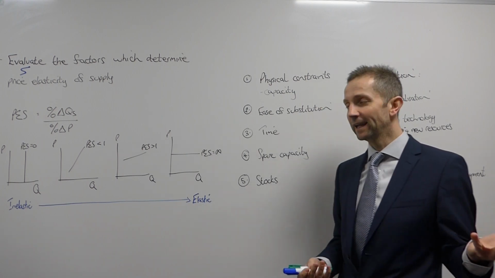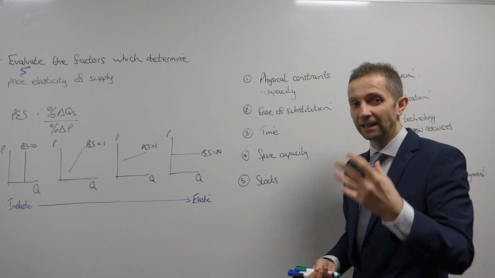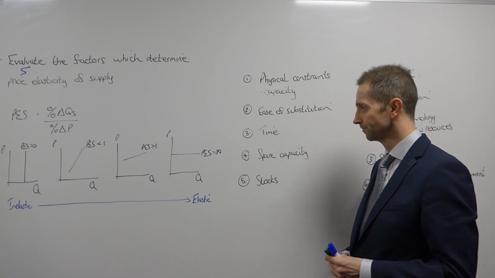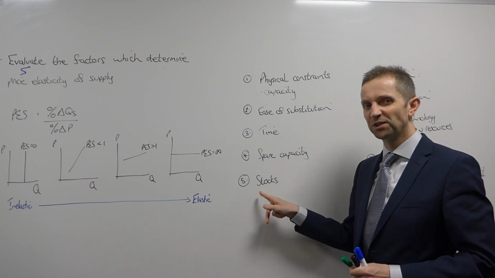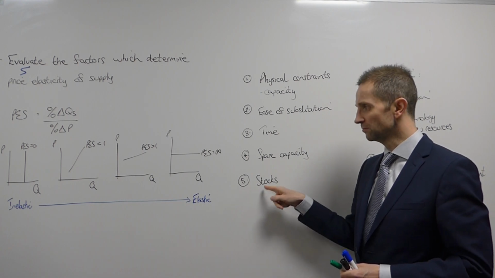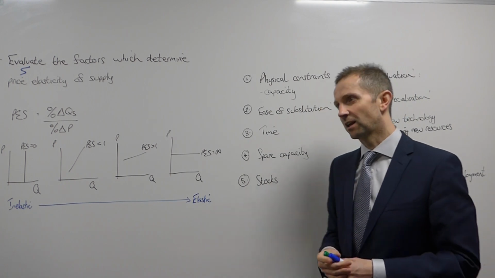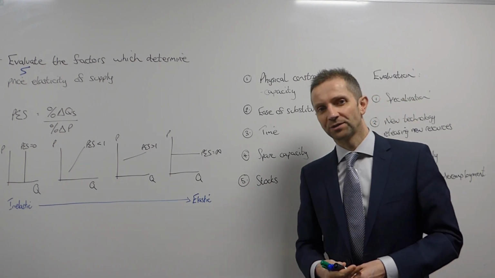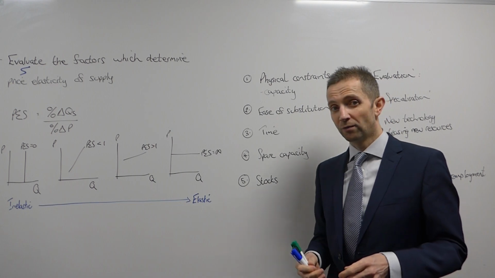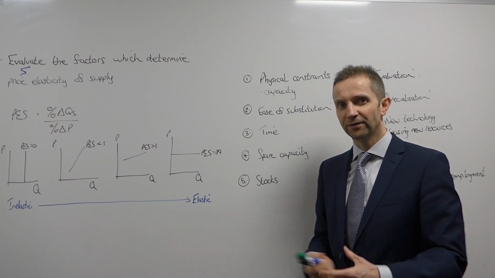So that's another way in which you can respond to the need for increasing supply. And point number 5, stocks. Obviously stocks are costly to hold, so you don't really want to be holding a lot of stock, but especially if you're running, let's say, a corner shop, sweet shop, that sort of thing, you obviously want to be able to meet the demand by increasing the supply if necessary.